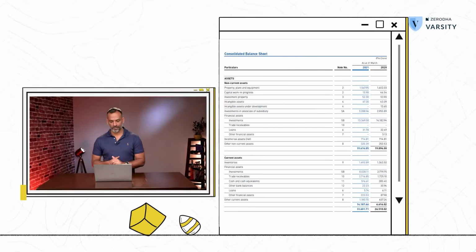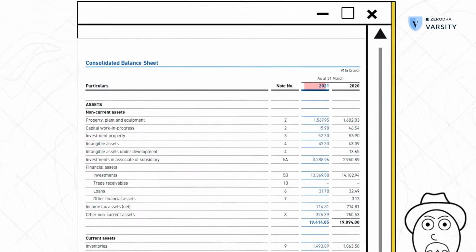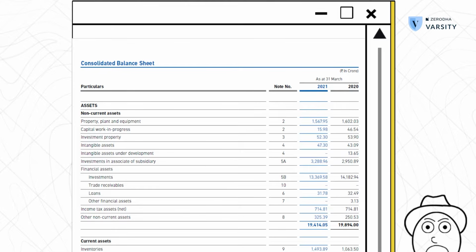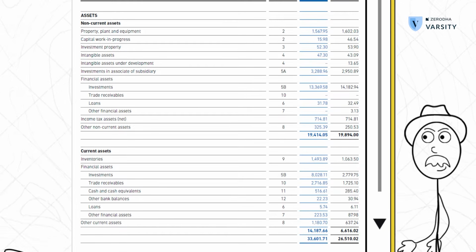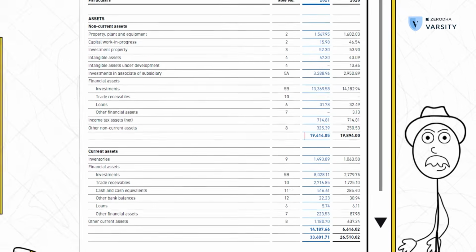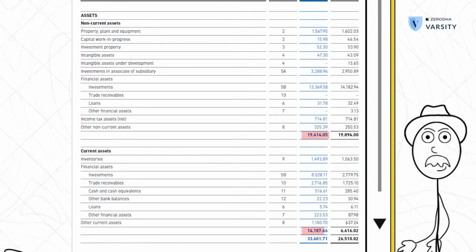Now, as you can see in Bajaj Auto, for the year 2021, the total non-current assets of Bajaj Auto stands at roughly about 19,400 odd crores. The current assets of Bajaj Auto stands at 14,187 crores. So the sum of current and non-current assets will give me the total assets held by Bajaj Auto. In this case, it is 19,400 plus 14,187, giving me 33,601 crores.